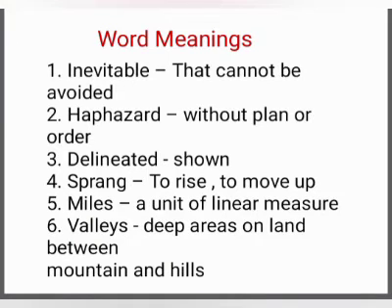New words and their meanings in the poem, The Geography Lesson. First one, inevitable, that is, cannot be avoided. Haphazard, without plan or order. Delineated, shown. Sprang, to rise or to move up. Miles, a unit of linear measure. Valleys, deep areas on land between mountains and hills.